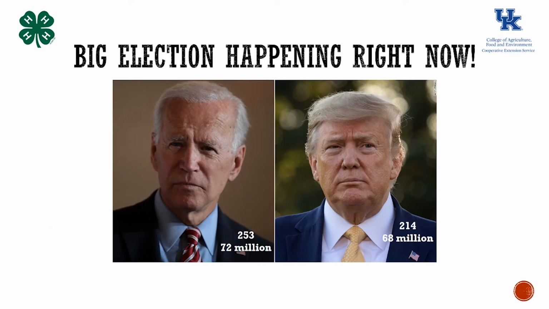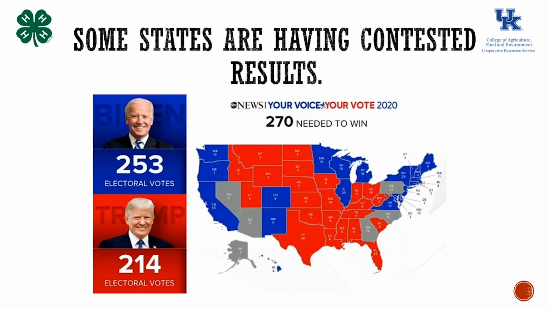Now, as you know, and you probably had an assignment where you had to keep up with what was happening. At this point, our two main candidates, Joseph Biden on the left there, current President Donald Trump on the right there. Joseph Biden has 253 electoral votes, and he's running ahead with the 72 million of the popular votes. Donald Trump has 214 of the electoral votes and 68 million of the popular vote.